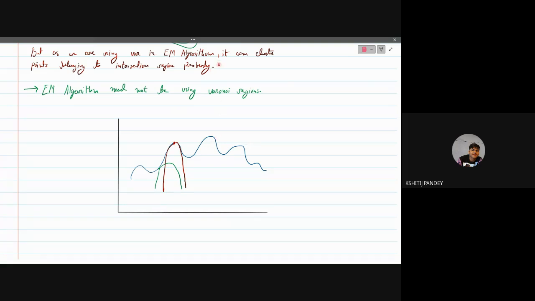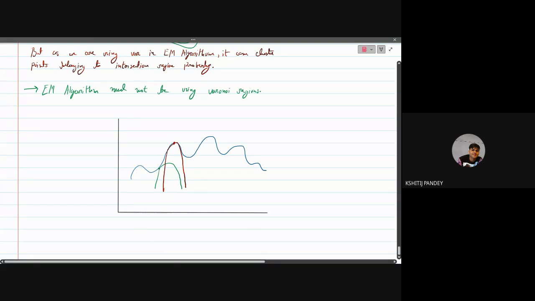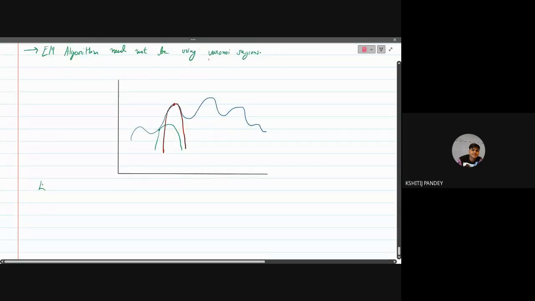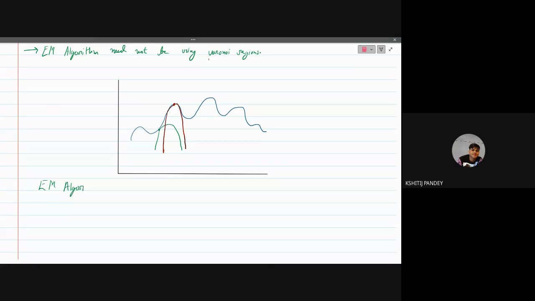So the EM algorithm converges to a local maximum of your log likelihood function. So, is it clear?